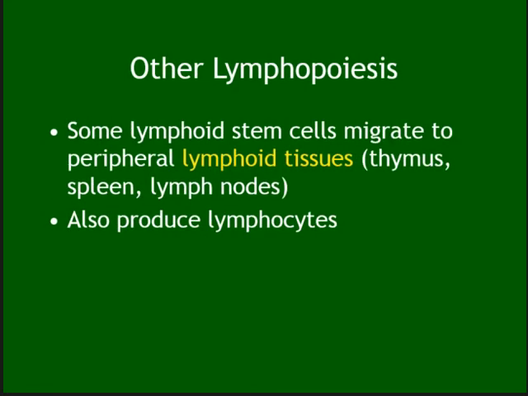There are other tissues in the body that are also important in lymphopoiesis, or making lymphoid cells or lymphocytes, which are the lymphoid tissues like the thymus, spleen, lymph nodes, and so on. So it can be produced from other parts.